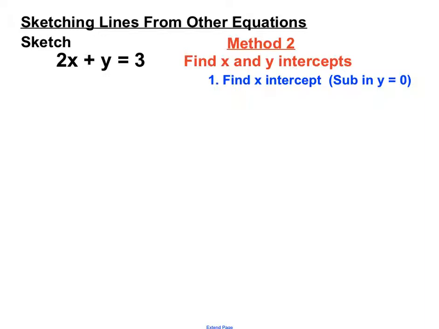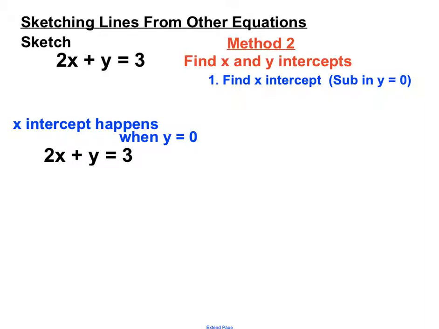So to find the x-intercepts, we sub in y equals 0 into the rule here. So x-intercepts happen when y equals 0. So when y equals 0, now we're going to replace y with 0 in that linear equation, and on the left hand side you can see that we're left with just the 2x, and on the right hand side we have a 3.